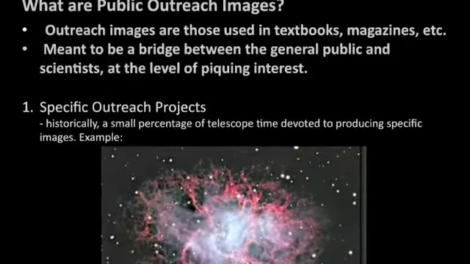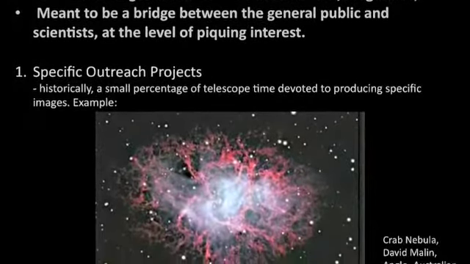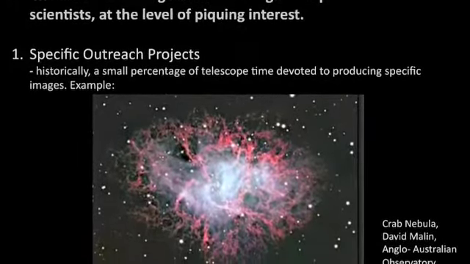Okay, let's start again. Public outreach images, what are they? Outreach images are those used in textbooks and magazines. Okay, so we've all seen them. And they're meant to be a bridge between the general public and scientists at the level of piquing interest. Okay, what do I mean by that statement? They're not supposed to tell you all the science that's going on. They're supposed to get you excited, like Erica got excited. They're supposed to pique your interest. And then you can go off and do some more research and find out more about it.